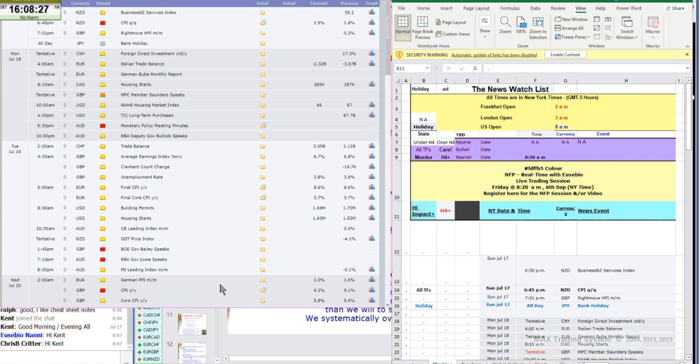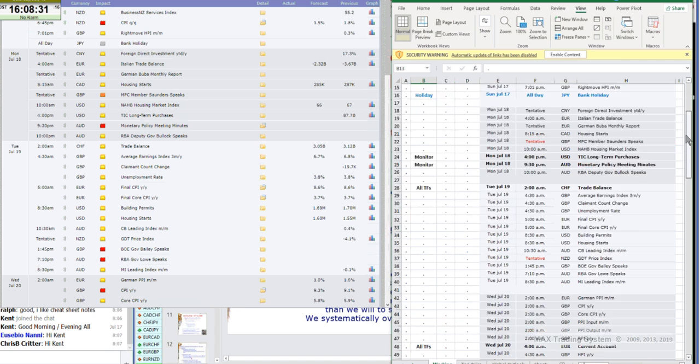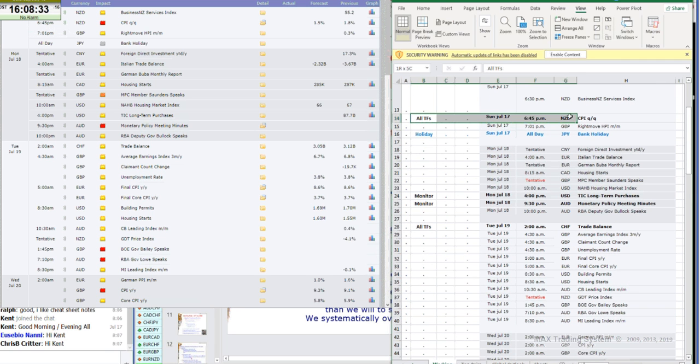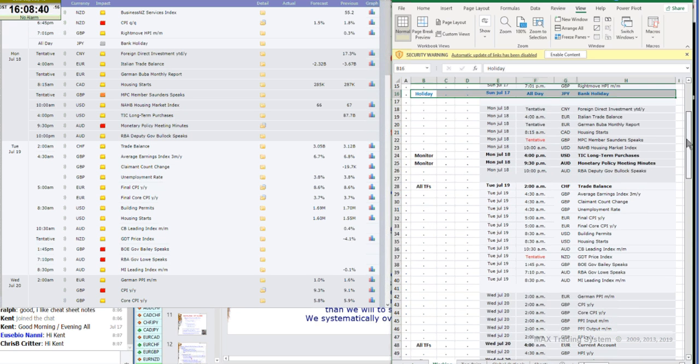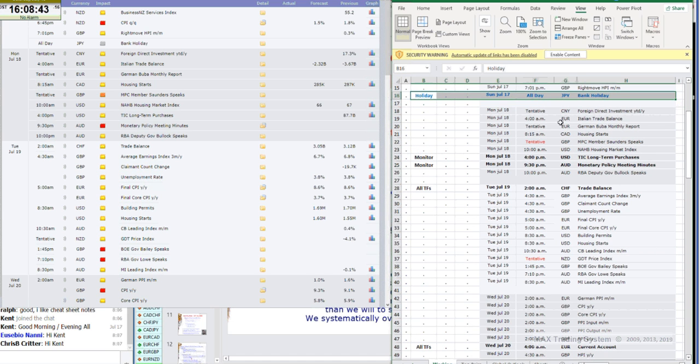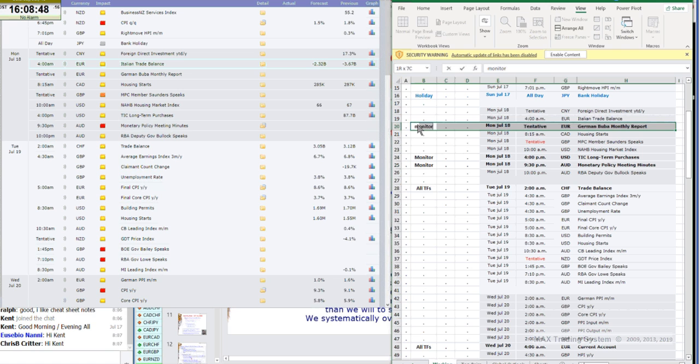On Sunday, we have the Kiwi CPI quarter-over-quarter, all time frames. And that's it for Sunday. On Monday, we will monitor the Euro German Bundesbank monthly report. Then we have one to monitor, the Aussie monetary policy meeting minutes. We will have two big ones later on Thursday, if I remember correctly.